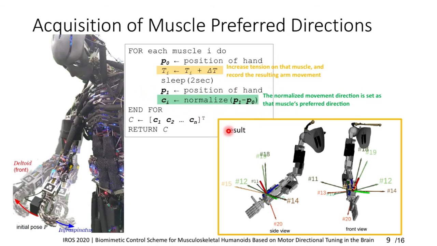By characterizing on the real robot rather than a simulated model, we do not have to worry about modeling errors that result from the complex musculoskeletal structure. This is the resulting muscle preferred direction.